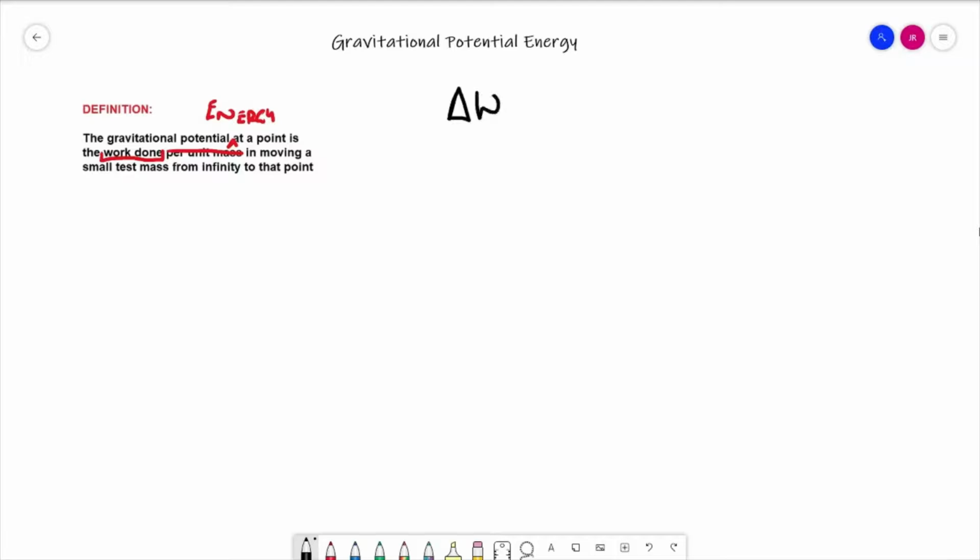On the last slide, we also said that delta W is equal to M delta V, where M, of course, is the mass of the small test mass.